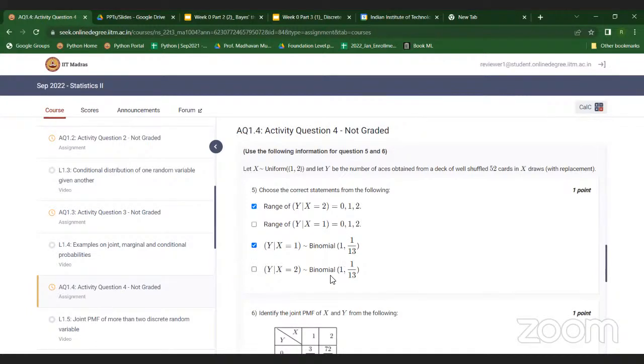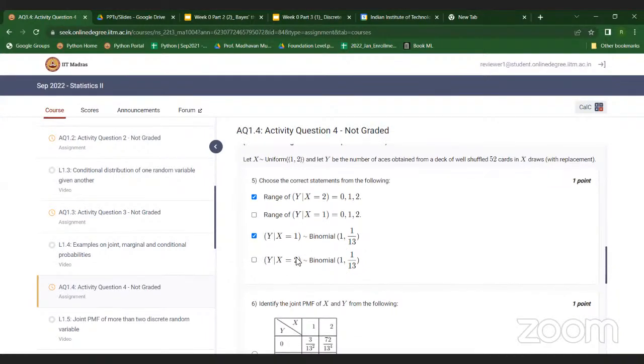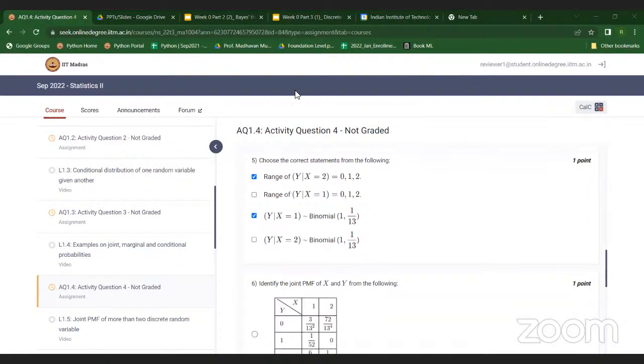Y given X equals 2 is not going to be binomial of 1, 1 by 13. It should have been the binomial of 2, 1 by 13. So that's why option number 4 is wrong. Is this clear? When 2 cards are drawn, the distribution is going to be a binomial with the value of n as 2, it won't be n equals 1. Am I clear on this? Yes, sir.